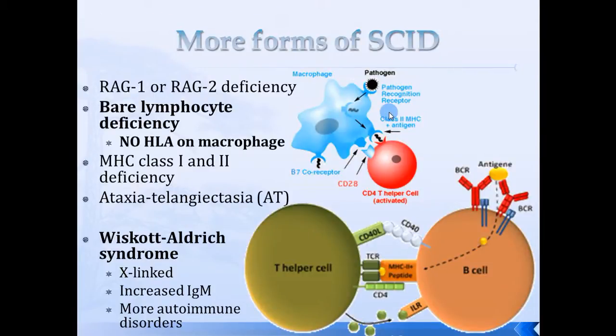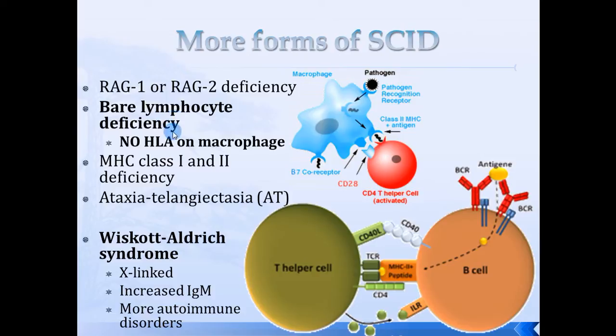Okay. So some more forms of SCID. In general, just look at all the problems that could possibly happen. Like RAG. Remember when you're making the T cells, you have that random combination generation? Well, what if you can't do random combinations? There's a lot of stuff out there that you wouldn't even know exists, so they get into you and they attack you and they kill you.